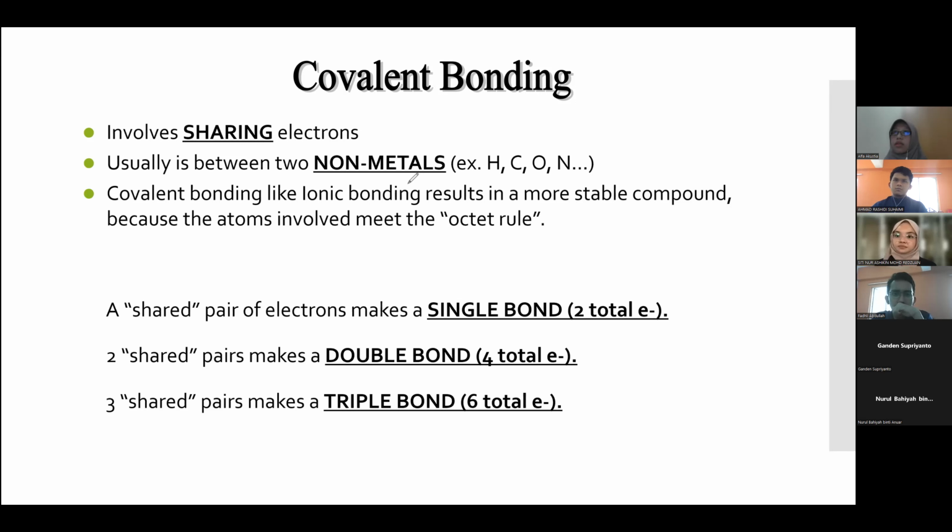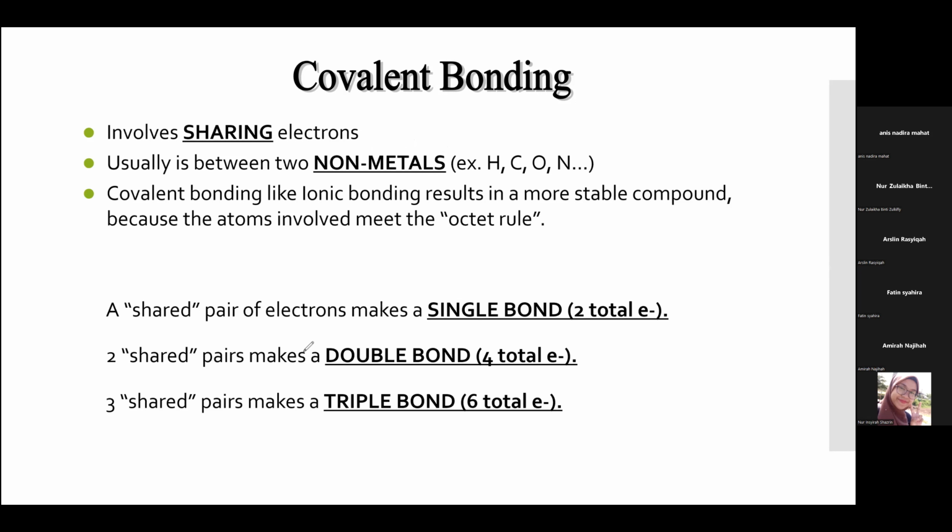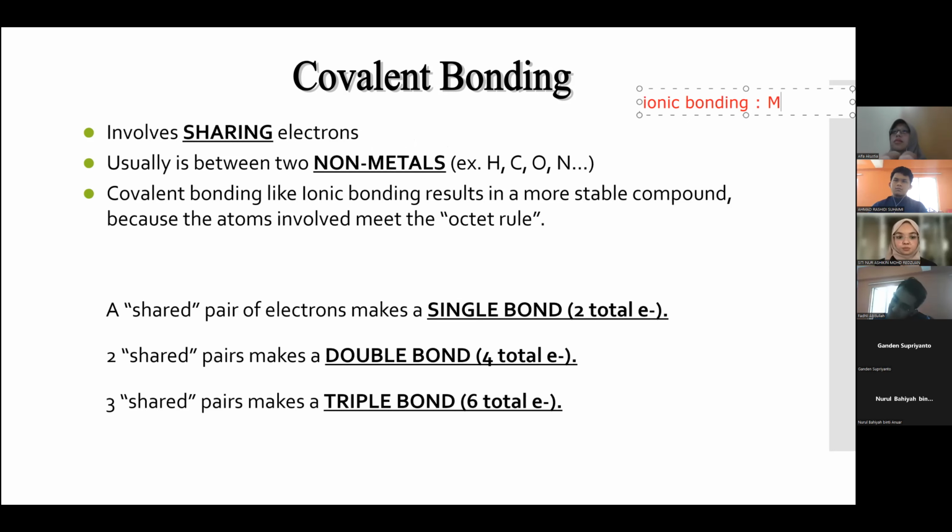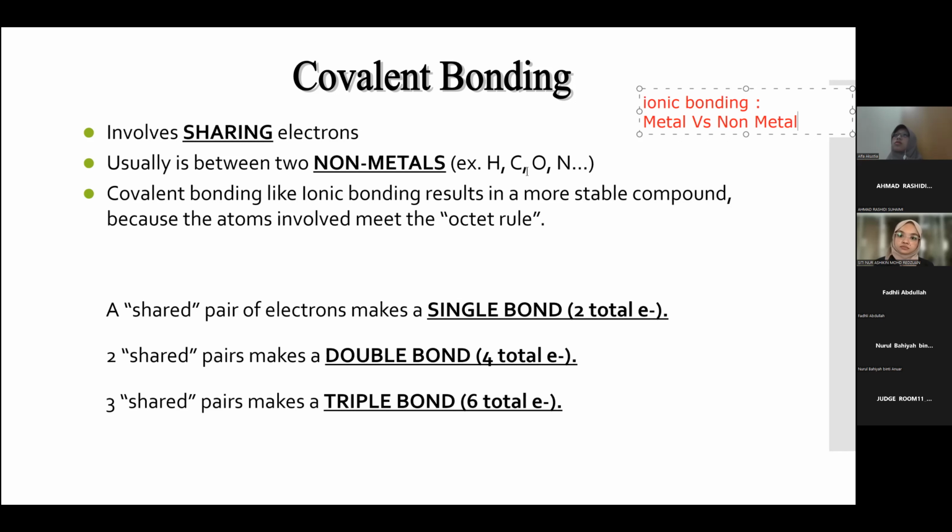I have not explained yet the criteria of ionic bond. A covalent bond is usually between two non-metals. But ionic bonding comes from the interaction between a metal and a non-metal. When there are two non-metals, usually it is covalent bonding, for example hydrogen, carbon, oxygen, nitrogen, or others.